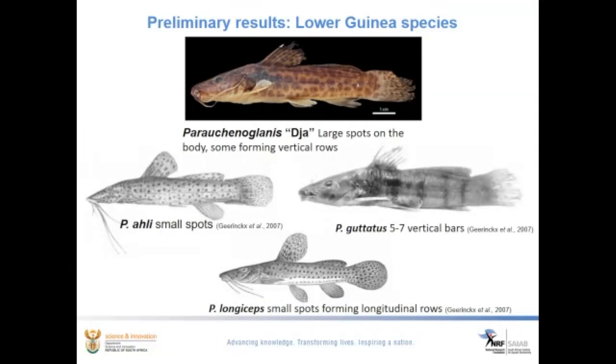Paracrinoclinis Jar was also compared to other Paracrinoclinis species occurring in the Lower Guinea based on data obtained from their original descriptions and other key references. Paracrinoclinis Jar is differentiated from these species mainly by color pattern and morphometric characters.